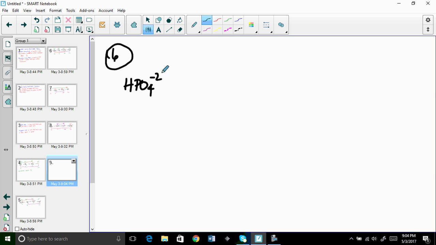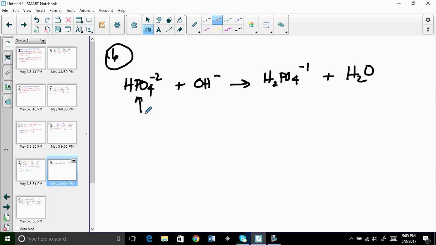HPO4 minus 2 plus OH minus goes to H2PO4 minus 1 plus H2O. Now, the thing that can get crazy about these is H and O and O and H and H and O and O and H, and all these have hydrogen and oxygen in them. But this has phosphorus and this has phosphorus. We got to do different color. They have to pair. This guy has one H and this guy has two H's, and the charge went up. And so this is the base, and that makes this the conjugate acid.